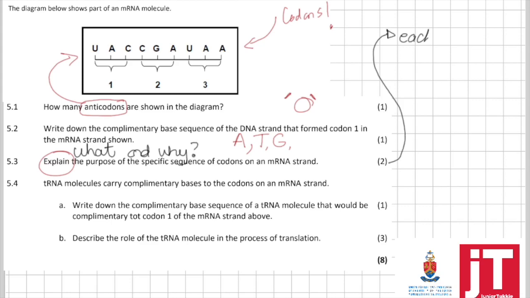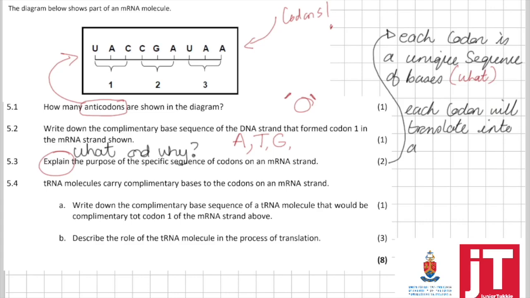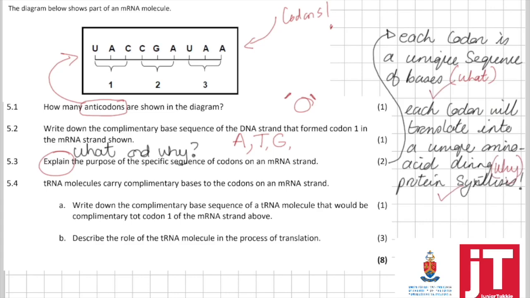So if we answer this question, we can see that each codon is a unique sequence of bases. That's the what. Now, what does this unique sequence of bases result in? So why the unique sequence of bases? Because each codon will then translate into a unique amino acid during protein synthesis. Now we've answered both parts of these questions. Question for 2 marks.